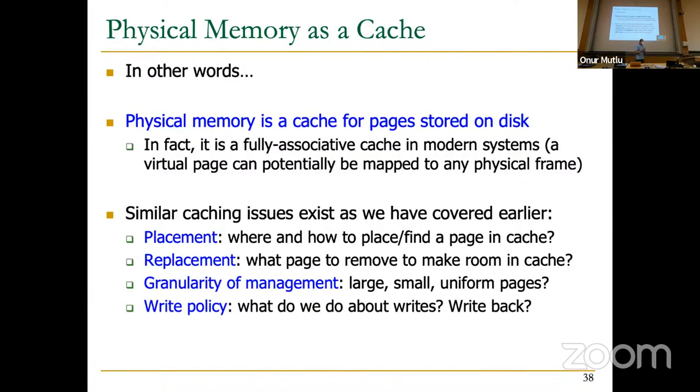What do you do about writes, basically? Whenever you write to physical memory, do you also write to disk? Very bad idea. Don't do that, because physical memory bandwidth is precious. Disk bandwidth is even more precious, because it's much lower, right? So normally, the write policy is write back, meaning whenever you write to physical memory, you change a bit, the modified or dirty bit that we discussed in the cache, saying that I've written to it.